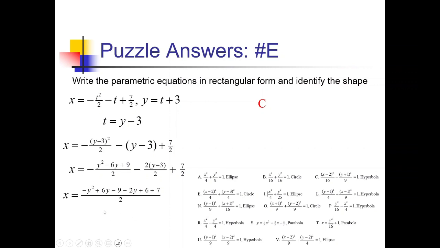So I have a negative y squared that I can't really do anything else with. 6y minus 2y is 4y, and then negative 9 plus 6 is negative 3. Negative 3 plus 7 is 4. So that is as good as it gets. This is x equals something with a y squared, so this is definitely a parabola sort of form if we only have one squared variable. And if I want to simplify this a little bit, I could call this negative 1/2 y squared plus 2y plus 2, and now I actually have this in kind of standard parabola form.